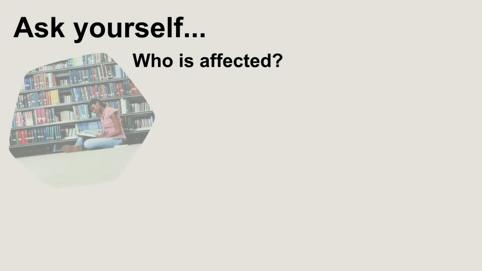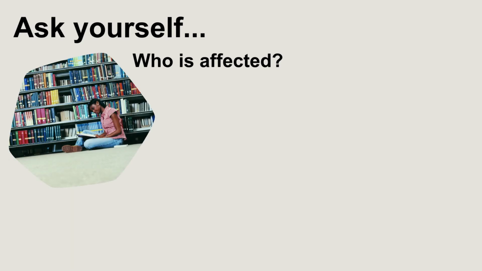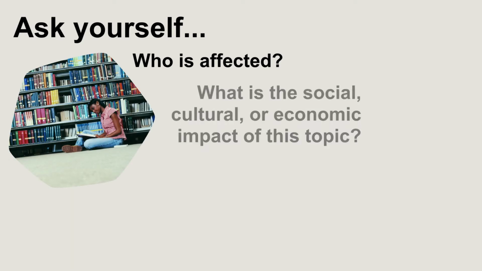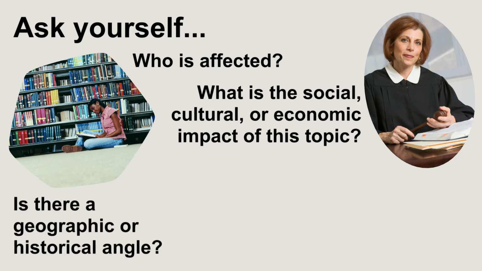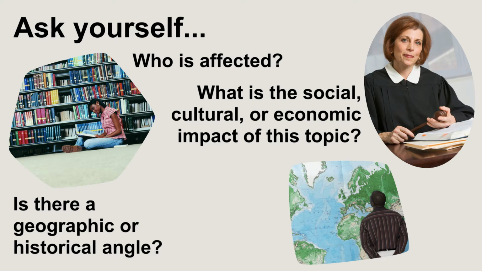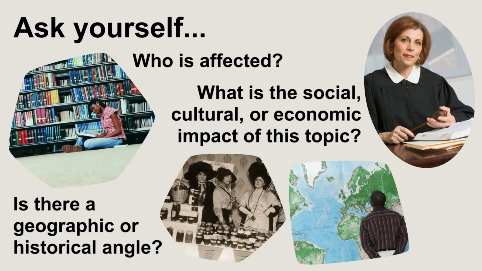If you're having trouble breaking down your topic, try asking yourself, who is affected by this topic? Students? People of color? Women? What is the impact of this topic? Does it impact policies or social or economic conditions that impact these people? Is there a geographic or historical angle? Is this topic specific to Canada or Ontario? Are there any historical precedents to explore? These are just a few questions. Give yourself time to explore your own.